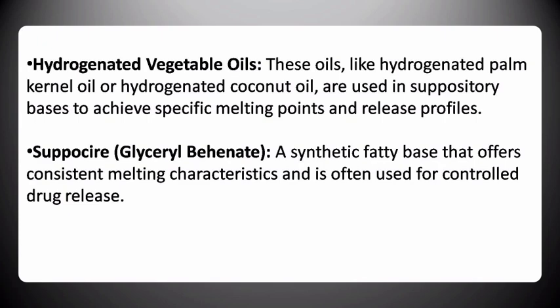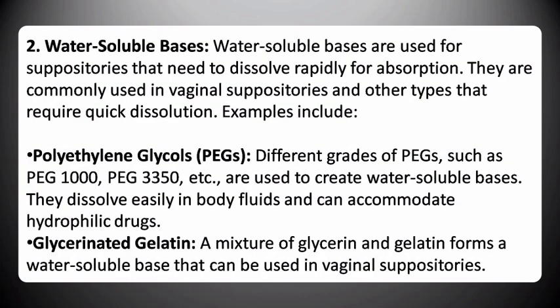B. Hydrogenated vegetable oils. These oils, like hydrogenated palm kernel oil or hydrogenated coconut oil, are used in suppository bases to achieve specific melting points and release profiles. C. Suppository glyceryl behenate, a synthetic fatty base that offers consistent melting characteristics and is often used for controlled drug release. Second, water-soluble bases. Water-soluble bases are used for suppositories that need to dissolve rapidly for absorption.